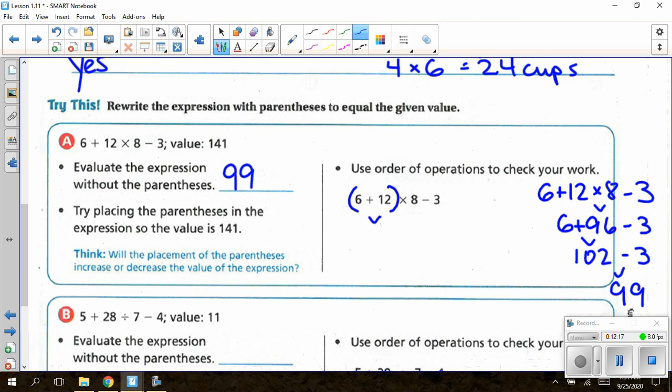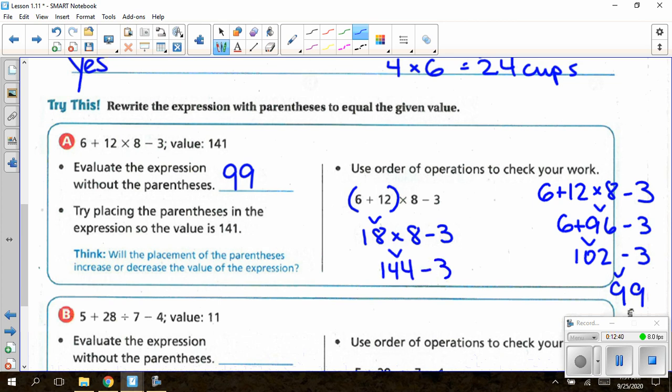So 6 plus 12 is 18. I'm going to have to then take everything that I did not do and rewrite it. Now if I take 18 times 8, if you do not know that, that's okay, just work it off to the side. But if I take 18 times 8, I know that that's going to give me 144.